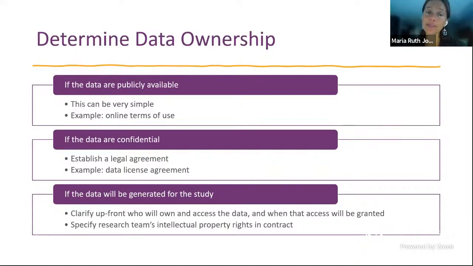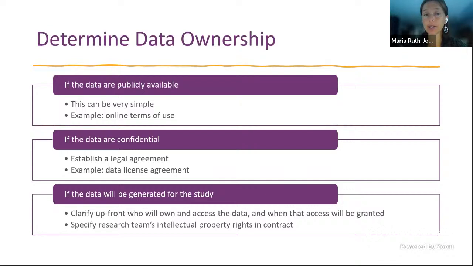The first is if the data are publicly available. In this case, it can be very simple to determine your access and usage rights to the data. There's typically terms of use that are associated with them in whatever platform you're using to download. For example, a lot of DIME's data goes on microdata.worldbank.org, and there's specific license terms when you want to access and download those data that you have to follow.